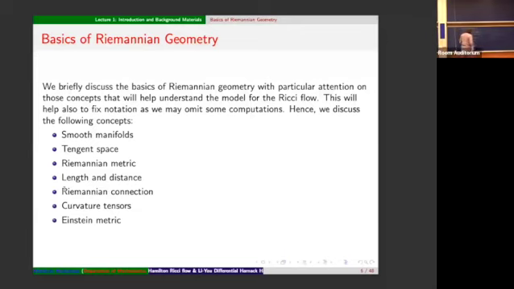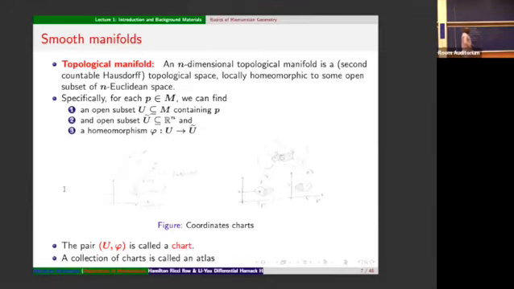Yeah, maybe let me start with a topological manifold. I want to define a smooth manifold, so let's start with a topological manifold. An n-dimensional topological manifold is a second countable Hausdorff topological space which is locally homeomorphic to some open subset of n-dimensional Euclidean space.